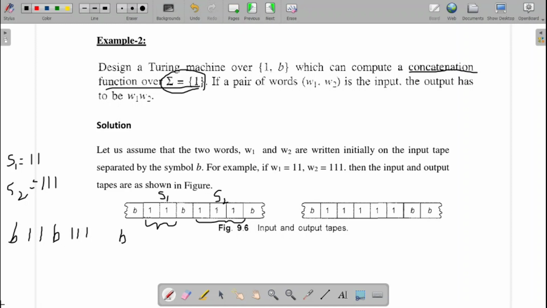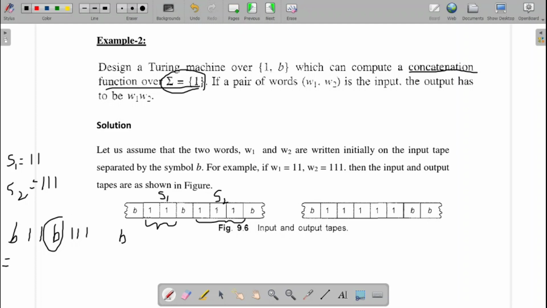So now what do I need to do? Now I need to concatenate. Concatenate means I need to join them end to end. That is, to the end of S1 I need to attach S2. What is there at the end of S1? At the end of S1 I have the blank. This blank I need to remove.